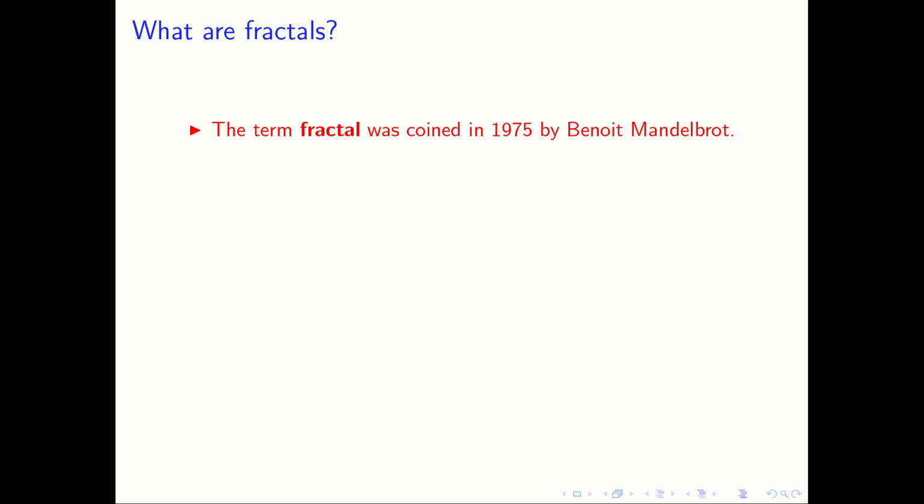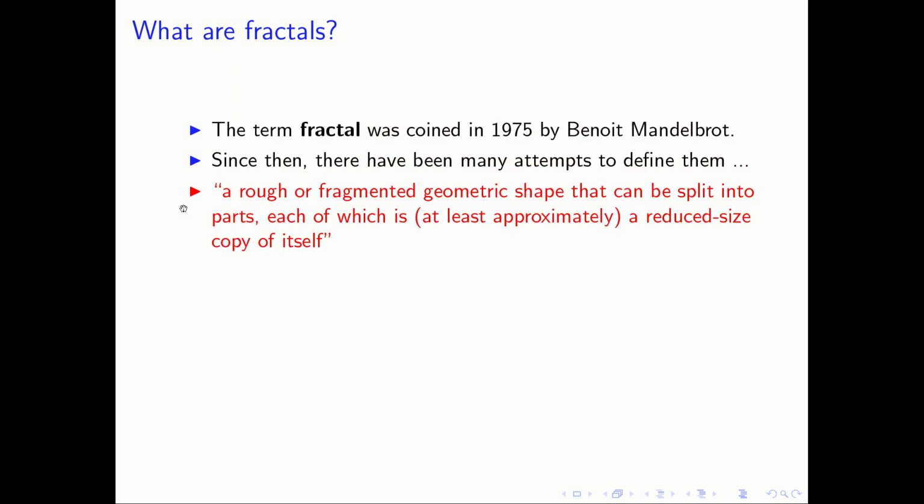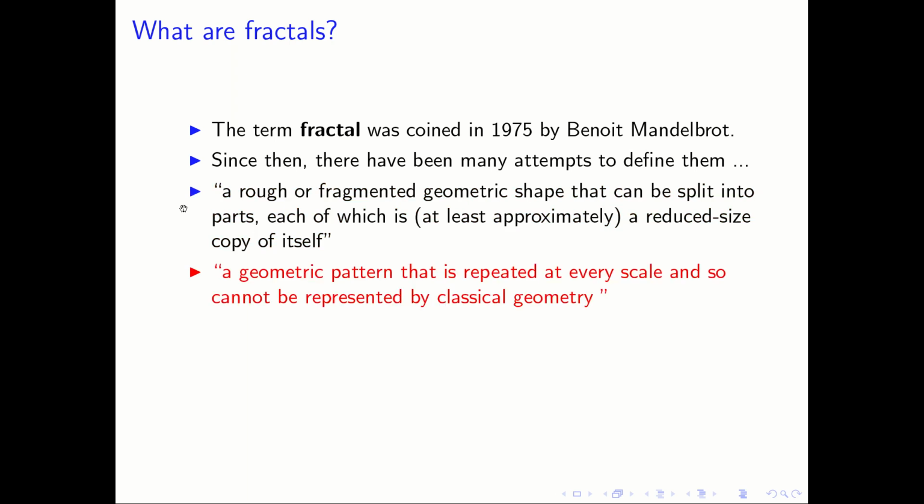the person whose quote I talked about a while ago, people have tried to define fractals in many ways, and we have many definitions of a fractal. For example, we have this definition: a rough or fragmented geometric shape that can be split into parts, each of which is at least approximately a reduced size copy of itself. Or a geometric pattern that is repeated at every scale and so cannot be represented by classical geometry. Or even something as short and sweet as an object with a fractal or fractional dimension.